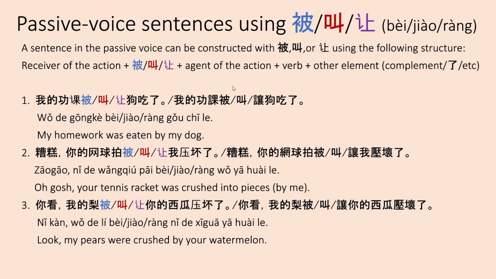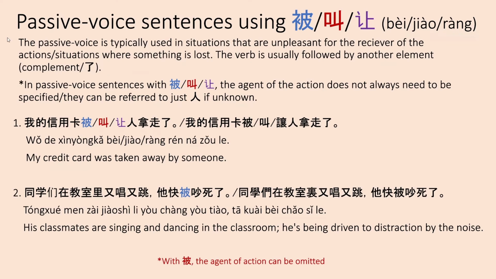If the sentence structure gets a little bit messed up, then what you are trying to say will not translate correctly. The passive voice is typically used in situations that are unpleasant for the receiver of the action or situations where they lost something. So the verb is usually followed by another element.